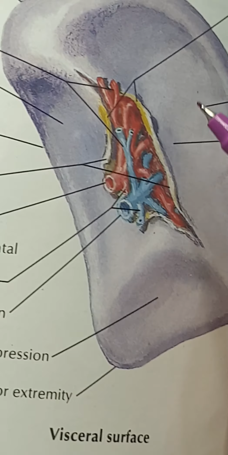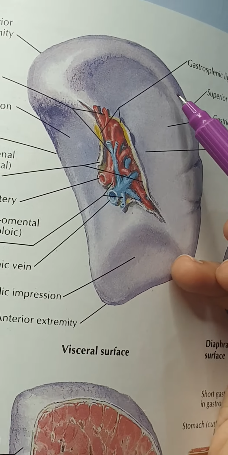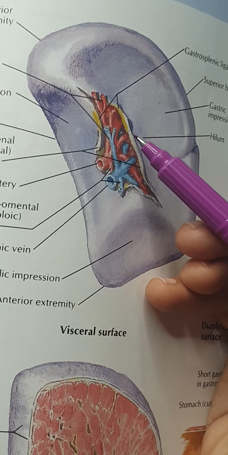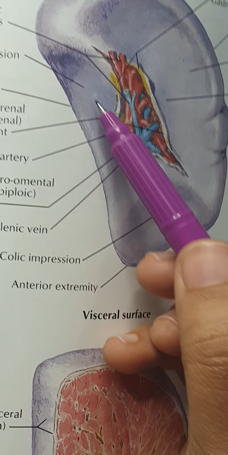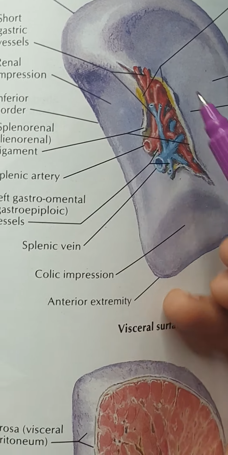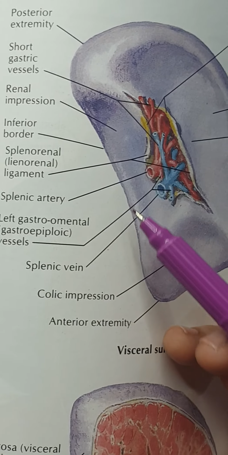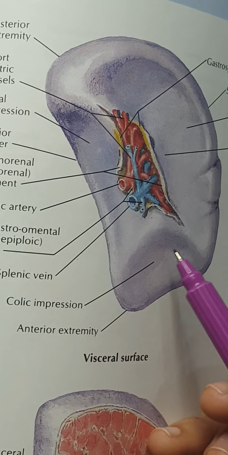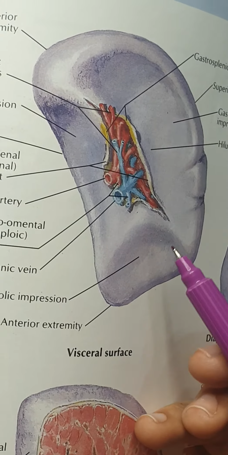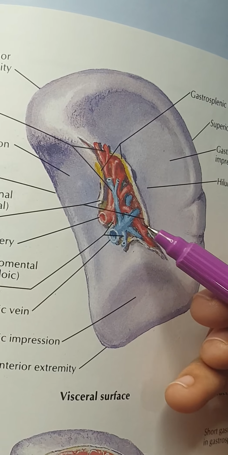So this gastric impression is present between the superior border and the intermediate border. This renal impression here is present between the intermediate border and the inferior border. This colic impression here is present at the anterior extremity, adjoining the anterior extremity, and the pancreatic impression is present between the colic impression and the hilum.